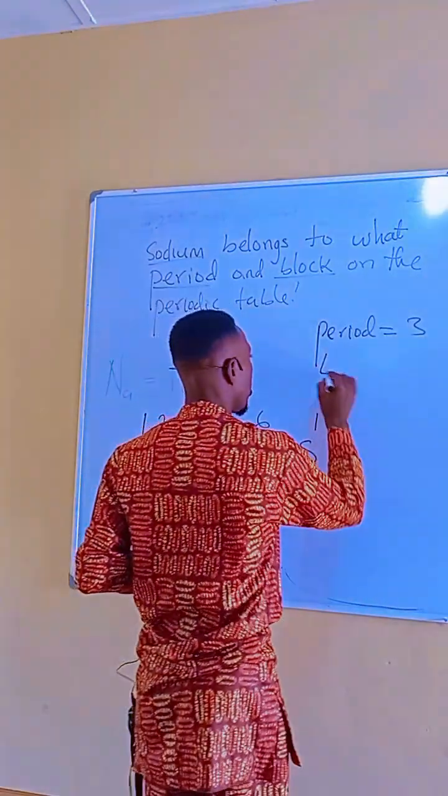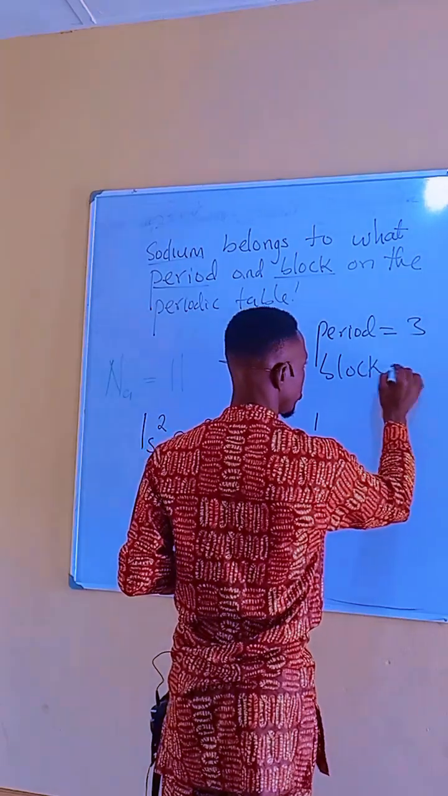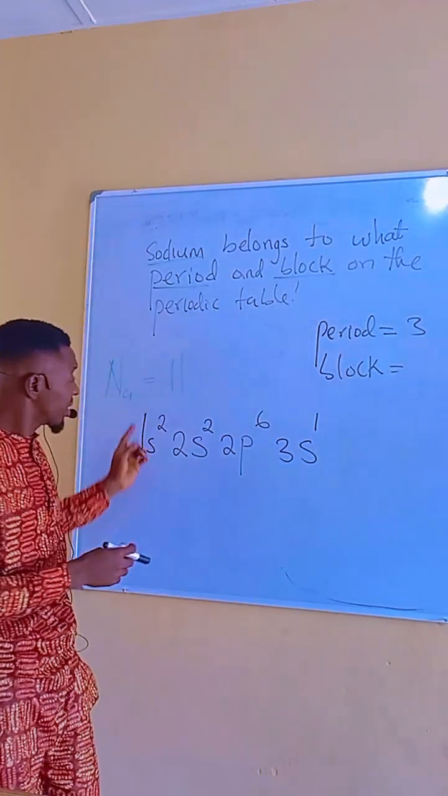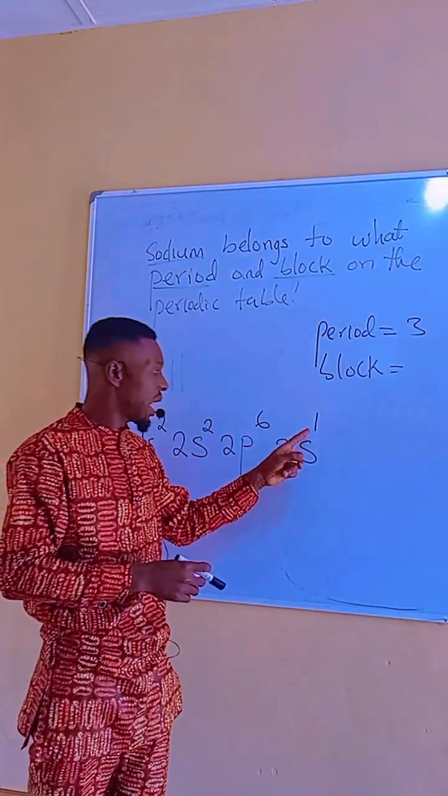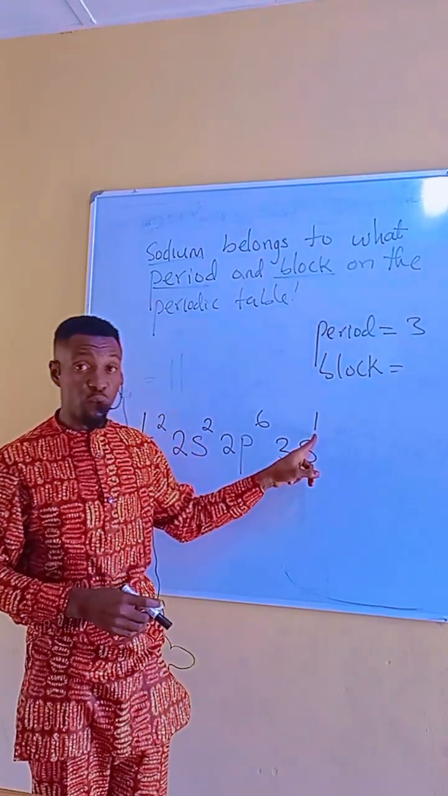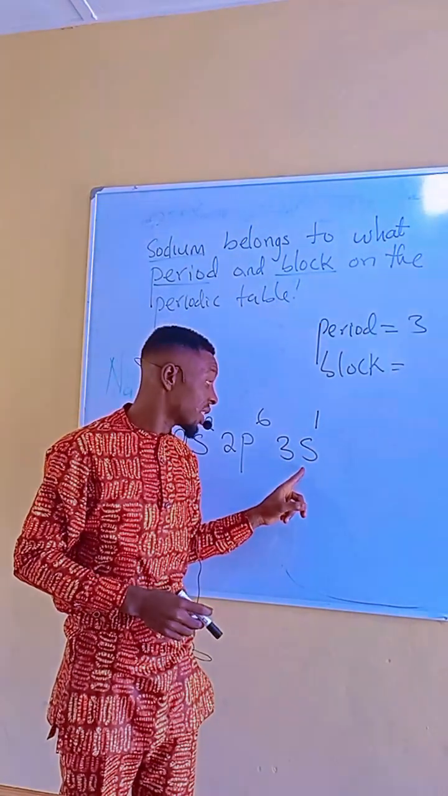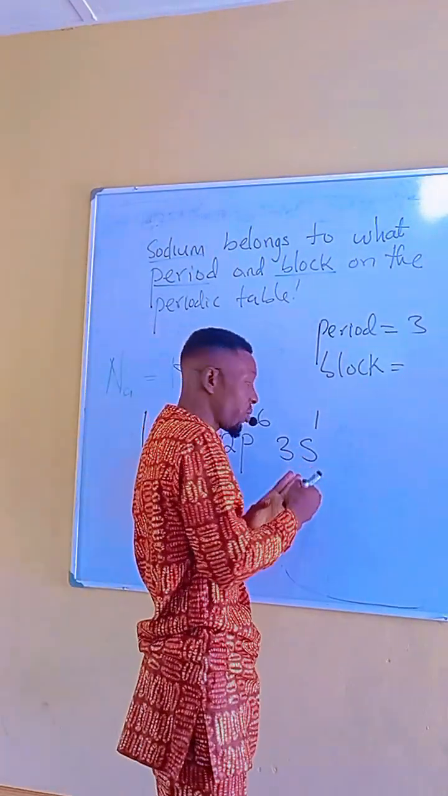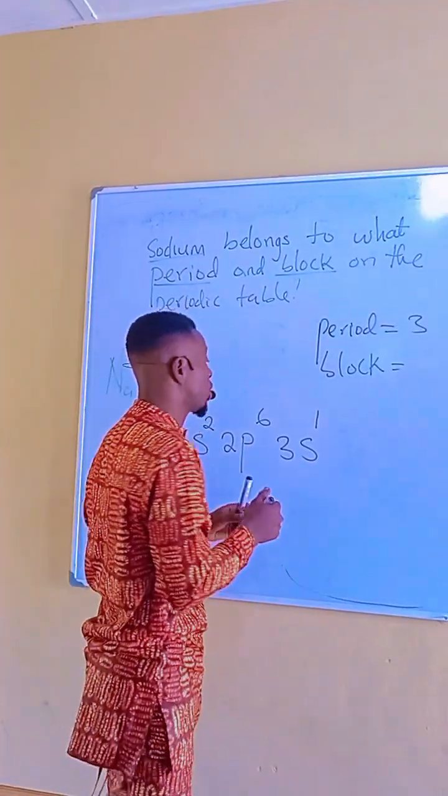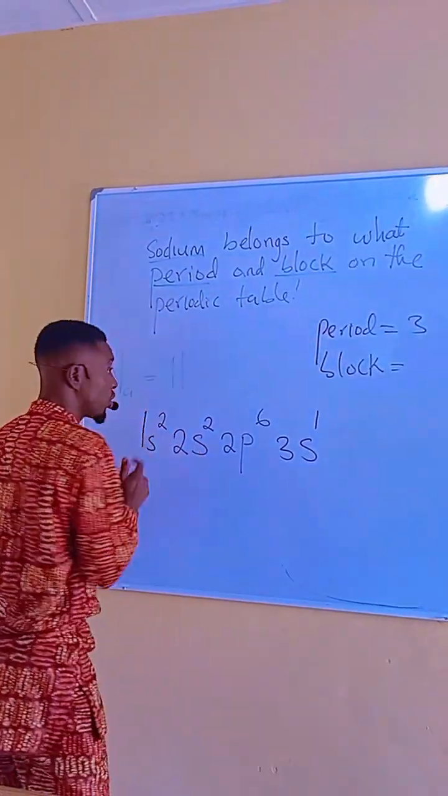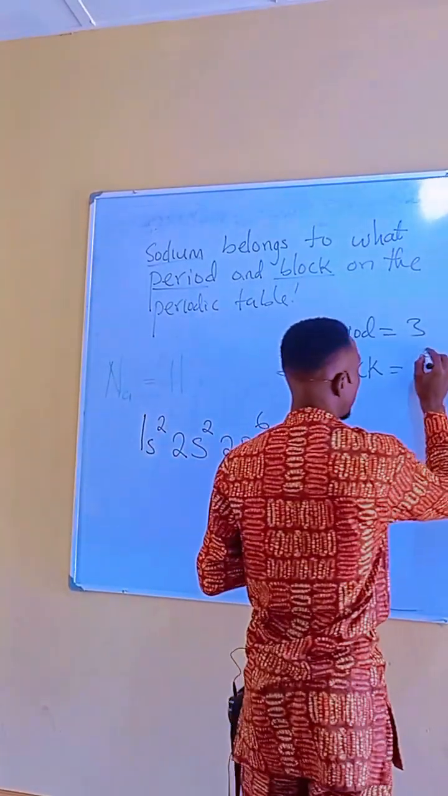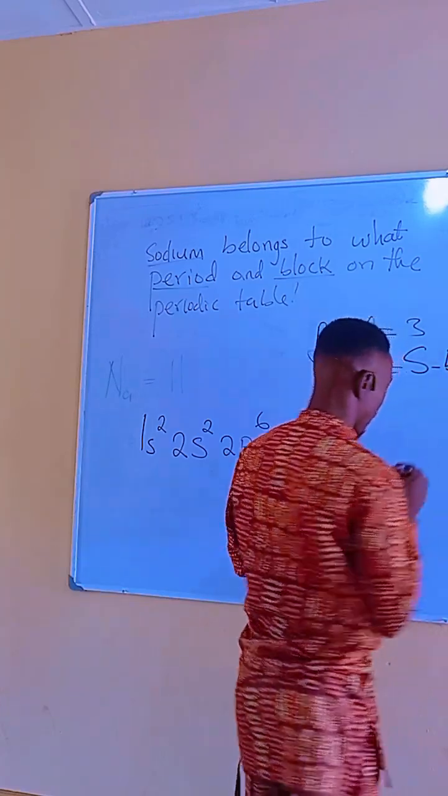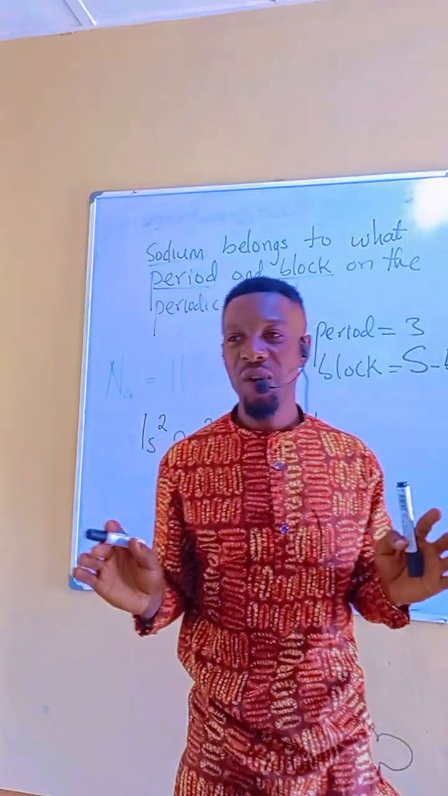Now what about block? Now, the block can also be gotten from electronic configuration. As you assign this electronic configuration, the last electron here, it enters into which orbital? It enters into what? S orbital. So since it has entered into the S orbital, we are going to classify sodium as an S block element. That is how simple this is.